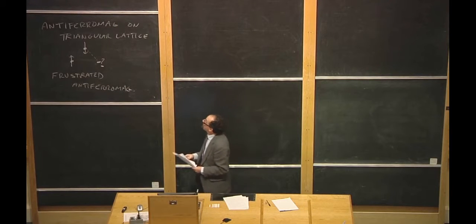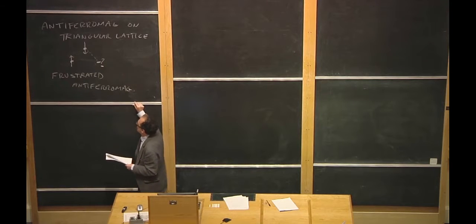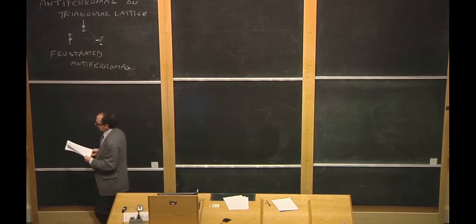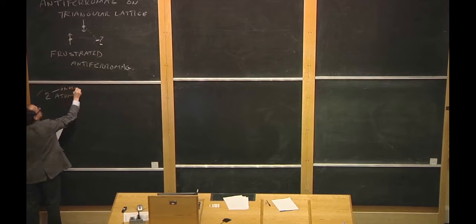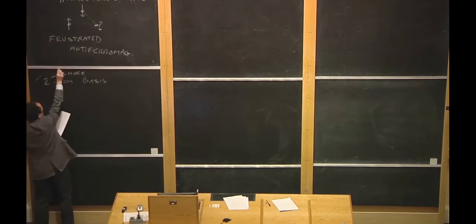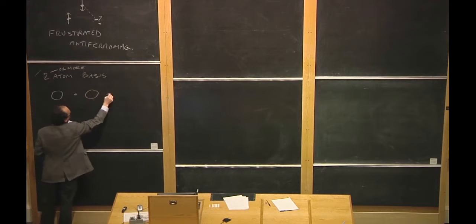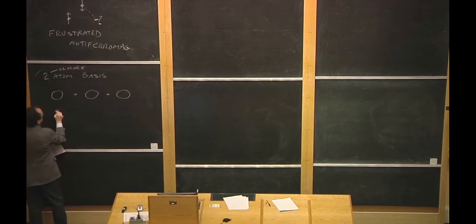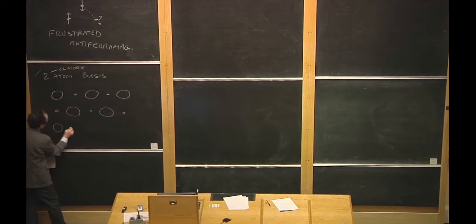Okay, so one more case of antiferromagnetism, or similar physics to antiferromagnetism, that I want to mention is the possibility that you have a basis, or let's consider a 2-atom basis, or a two or more atom basis for a lattice, for a crystal. So let's consider, for example, a big atom, a small atom, a big atom, a small atom, a big atom, small, big, something like this. So here's a 2-atom basis.